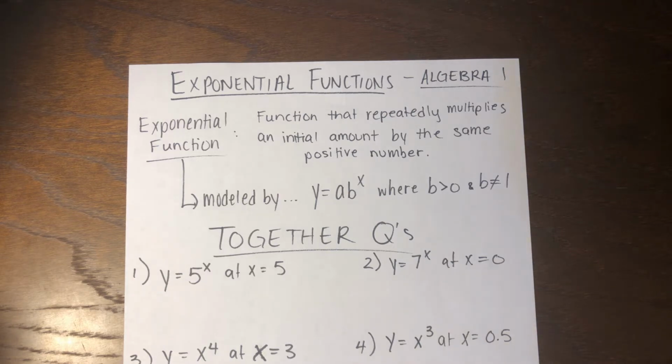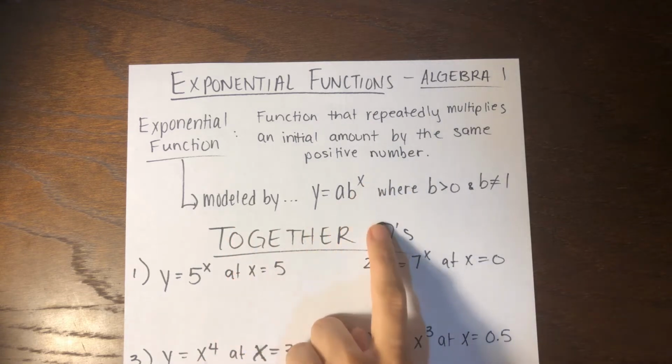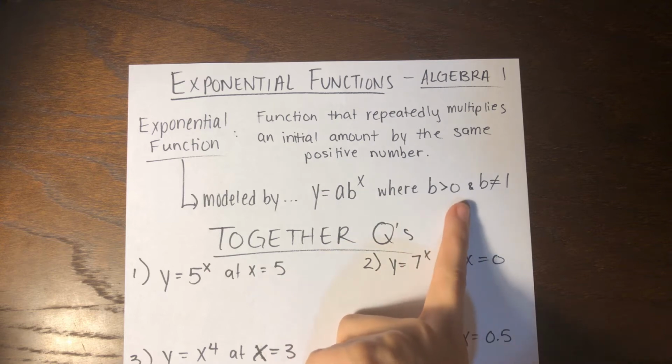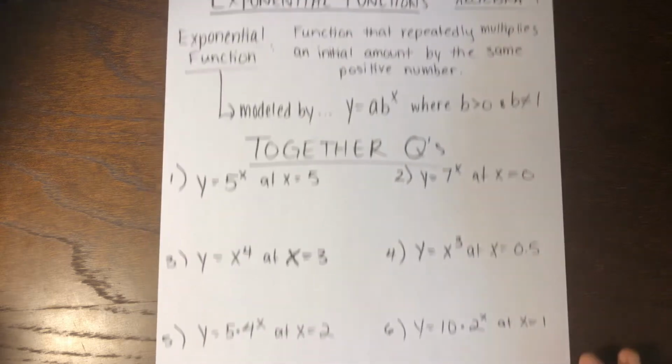An exponential function is a function that repeatedly multiplies an initial amount by the same positive number. Okay, and it's modeled by y equals a times b to the x power, where b is greater than 0, but it cannot equal 1. Okay, so let's work these out together.